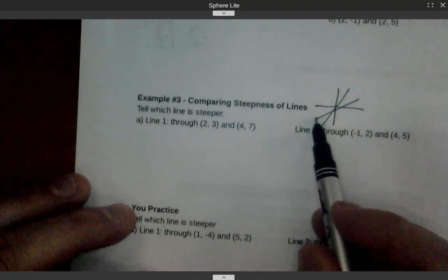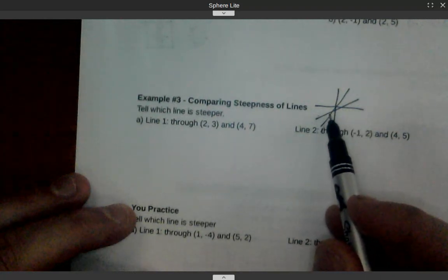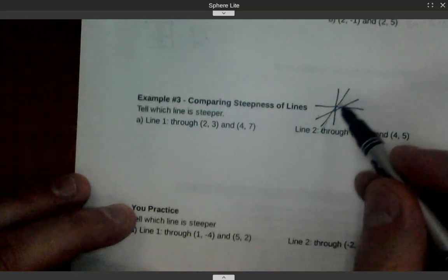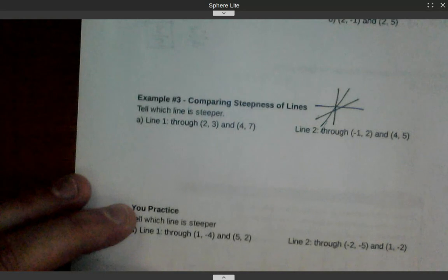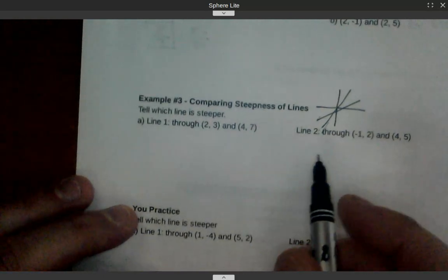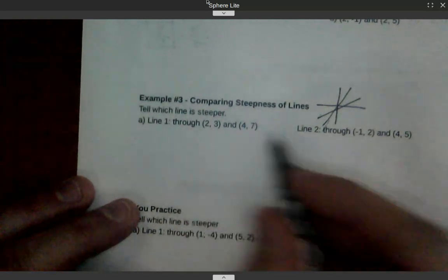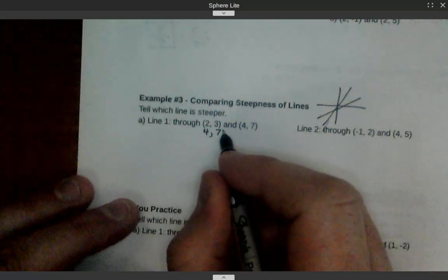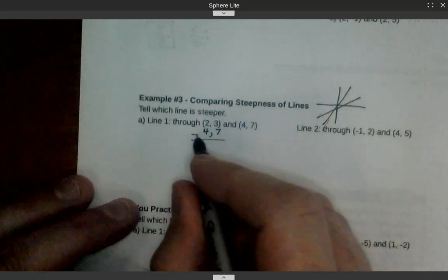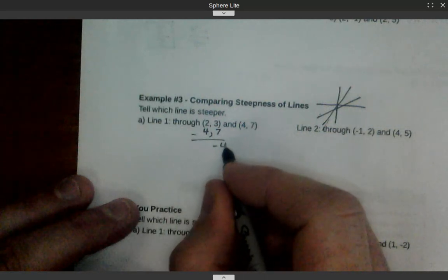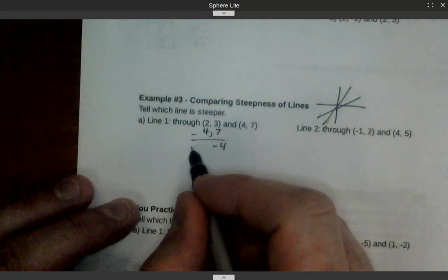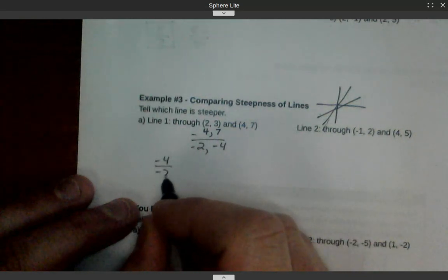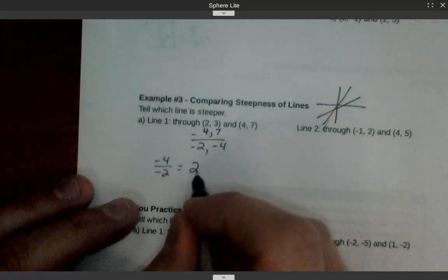All right, so the one that has less steepness is the one that we want to climb, whereas the one with more steepness is the one that we'd want to avoid because that would require more work. So the way that we check to see which line is steeper is first by finding the slope. So if I have 4, 7, then I'm going to subtract 3 minus 7 is negative 4. 2 minus 4 is negative 2. Put my slope together, so negative 4 over negative 2 is going to be 2.